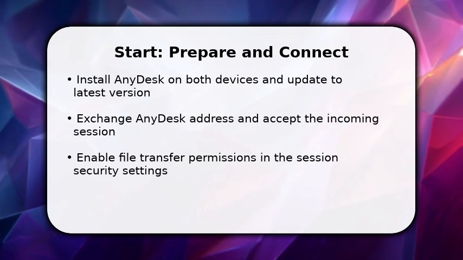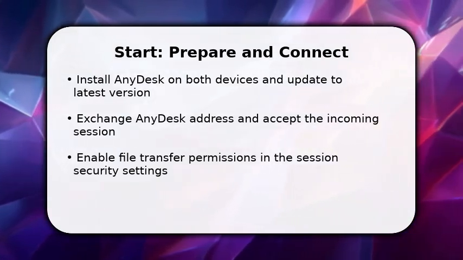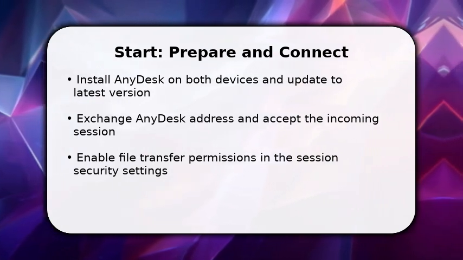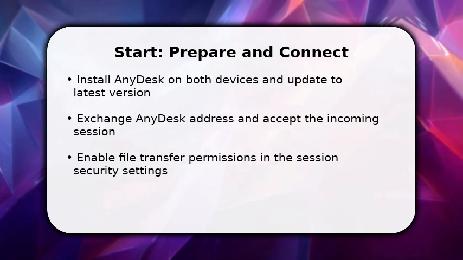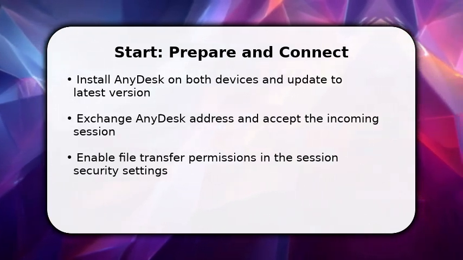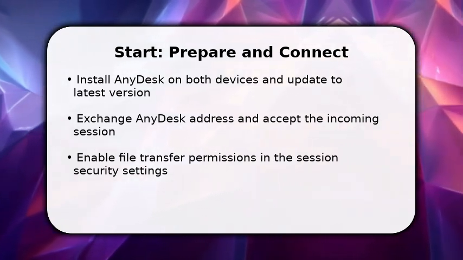You begin by installing and opening Anydesk on both machines. Make sure both apps are updated. Enter the remote Anydesk address, send the request, and have the other user accept. Once connected, enable file transfer in the Permissions panel so you can browse folders. You do this early to avoid interruptions.